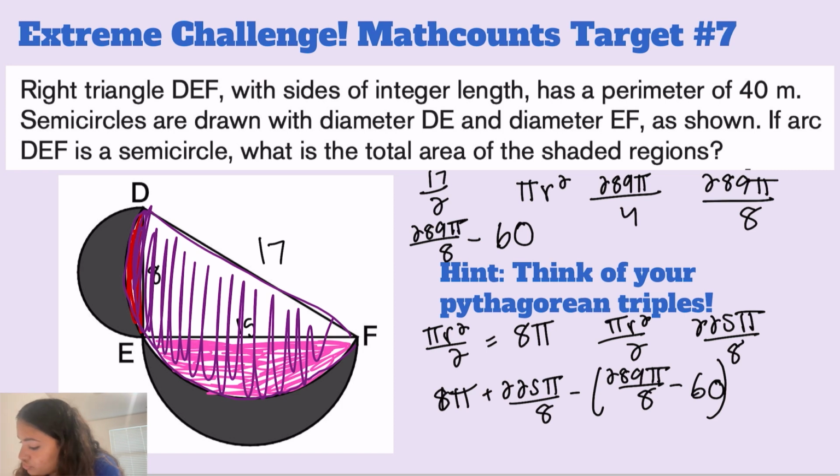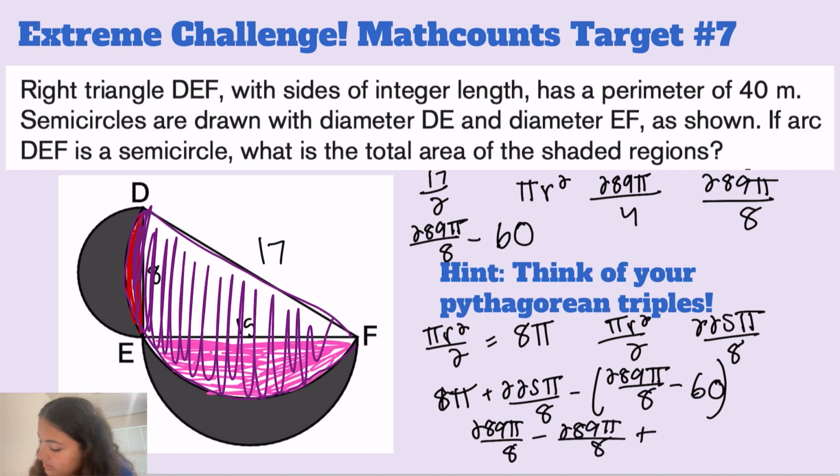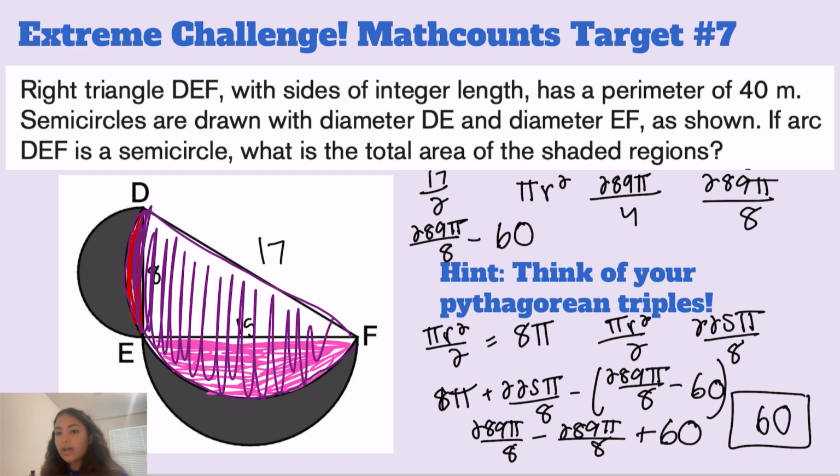So 8 pi plus 225 pi over 8, if we make a common denominator, that's actually 289 pi over 8. And we are subtracting 289 pi over 8 and adding 60. So that makes our final answer 60. So that was a lot more of a challenging problem just because there were a lot more steps. But the way Pythagorean triples play a role is it helps you at least get started on the problem because you're able to solve for the lengths of the sides.